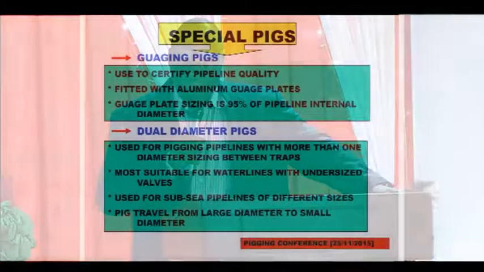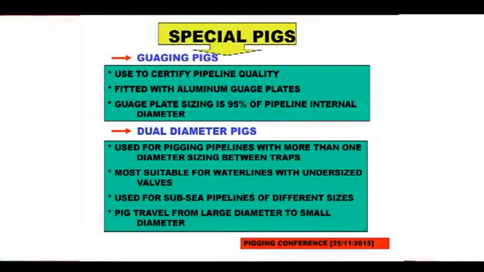Next slide. So, in pigging, you have different categories of pigs depending on the problem that you have. There are times when you just finish constructing this pipeline, like I said before, you need to gauge it to find out if you have any ovality issue. And it is a gauging pig that you use.